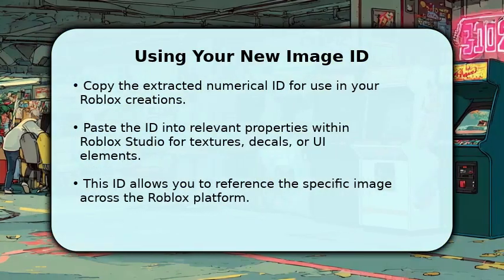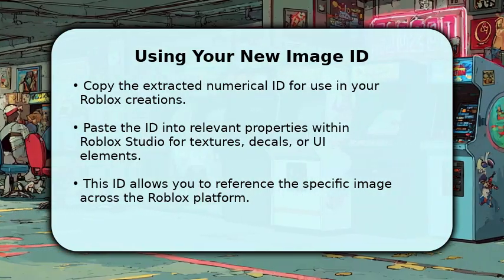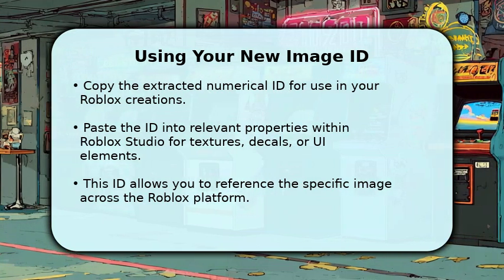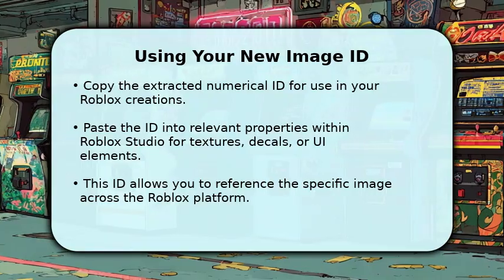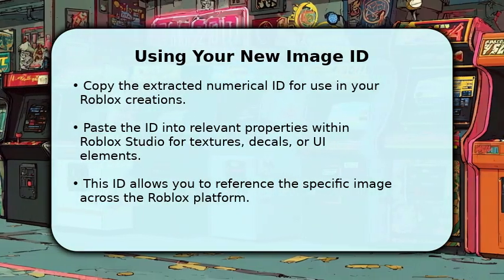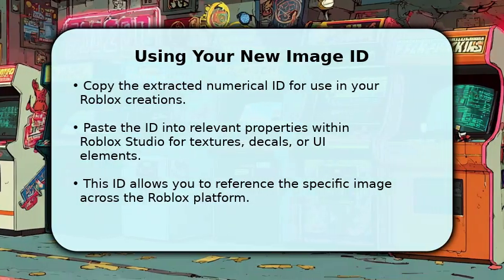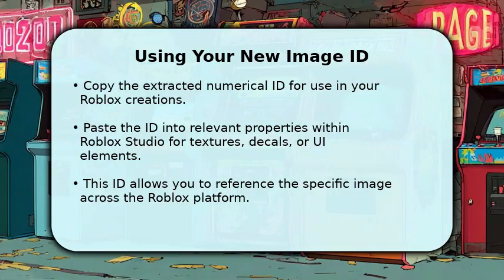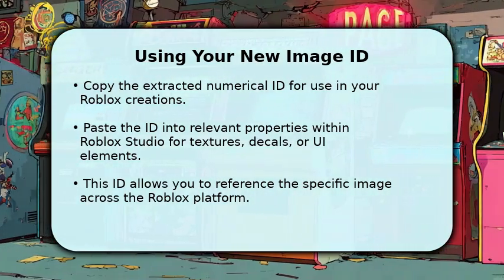With your image ID successfully extracted, you can now integrate it into your Roblox projects. Simply copy the numerical ID and paste it into the appropriate property field within Roblox Studio. Whether you are applying a new texture to a part, adding a decal to a surface, or designing user interface elements, this unique identifier ensures your chosen image is correctly displayed. This method provides precise control over your visual assets.